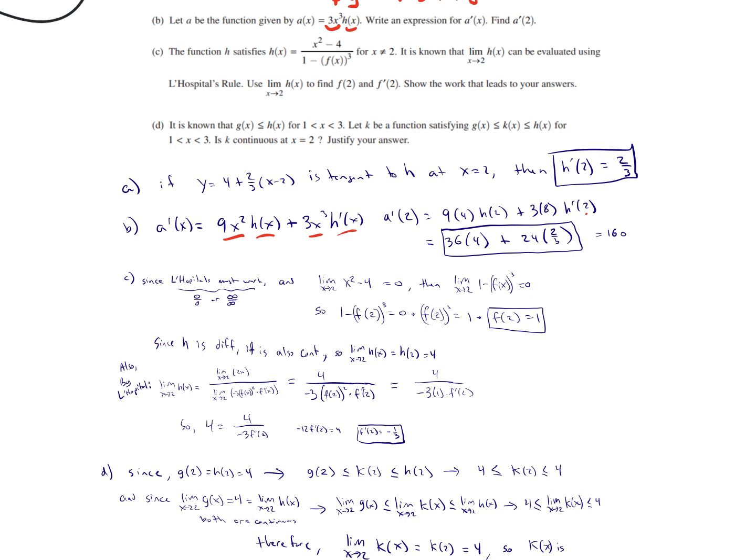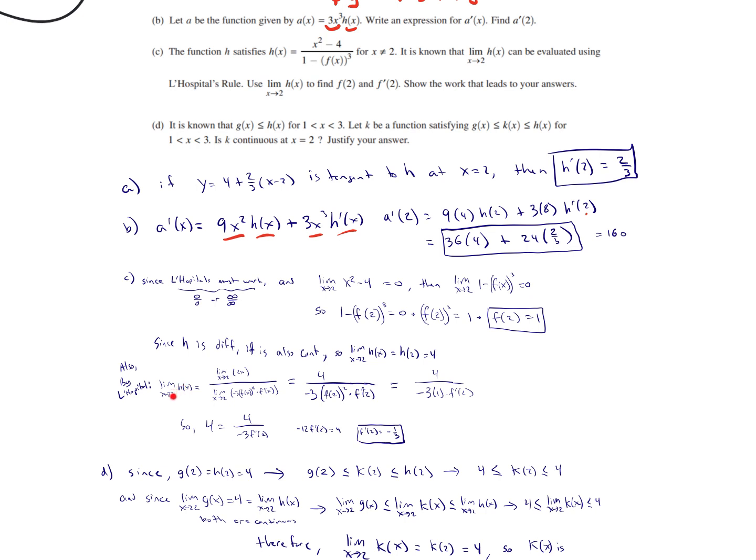Now, f prime of 2. Well, they tell us L'Hopital's rule works, so let's use it. We take the derivative of the top and the derivative of the bottom. In my work here, I've got 2x, that's the derivative of the top, and negative 3 f of x squared times f prime of x, that's the derivative of the bottom. Okay. And we can plug in 2 and evaluate it. The top becomes 4, and the bottom becomes negative 3 f of 2 squared times f prime of 2. We know f of 2 is 1, but we still have f prime of 2, which is what we're trying to find.